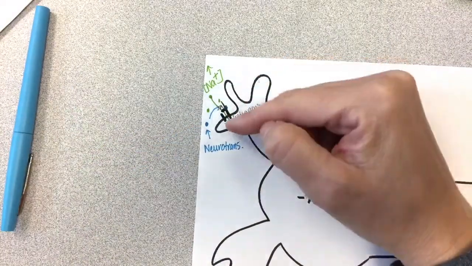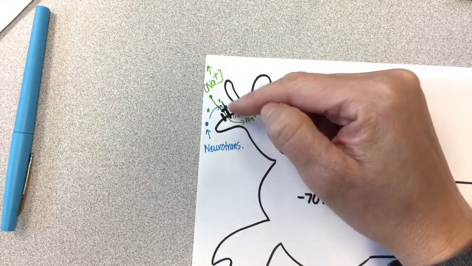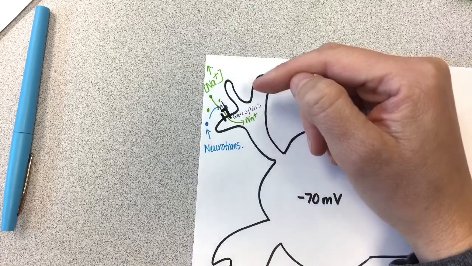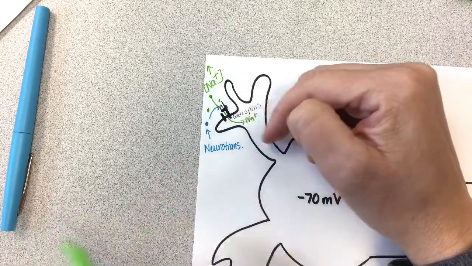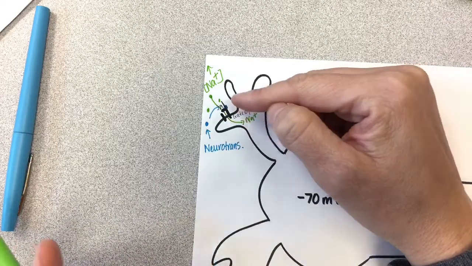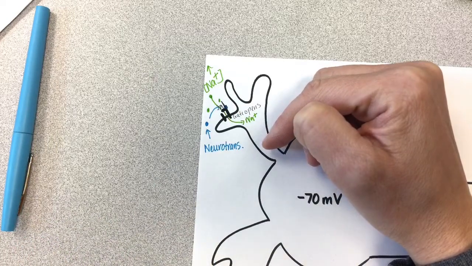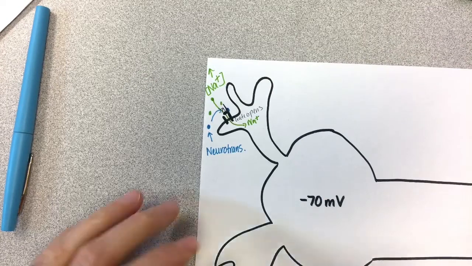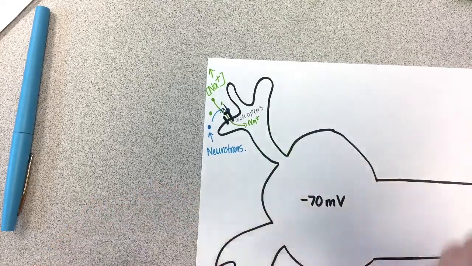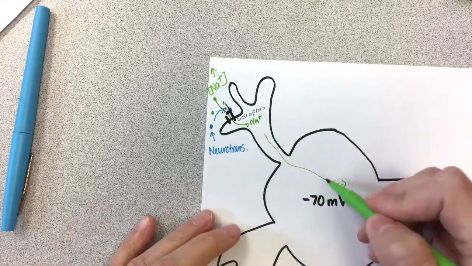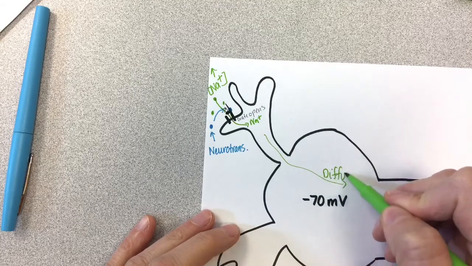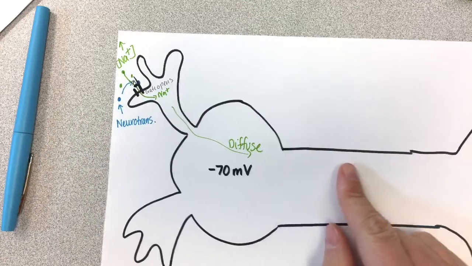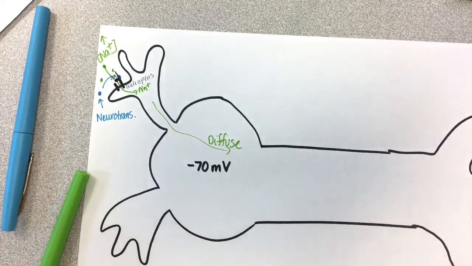And so this can trigger more gates to open. I only drew one, but there are multiple sodium gates, and so those can open, and you get an influx of sodium ions from the outside. Okay? So then what happens next is these sodiums diffuse through here, and then eventually get to the axon.